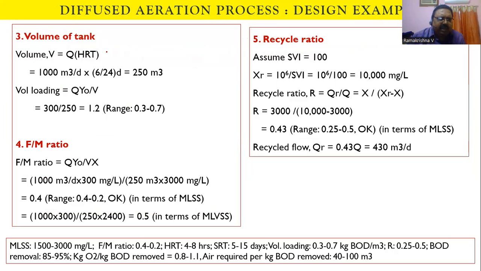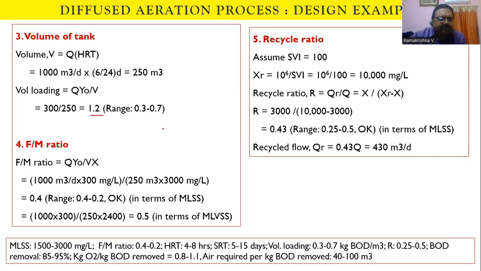Then we calculate the volumetric loading, that is how much BOD is applied per unit volume. So Q into Y naught by V. 300 kg per day is the maximum load applied, 250 is the volume, and it is equal to 1.2, which is slightly higher than the range given here.